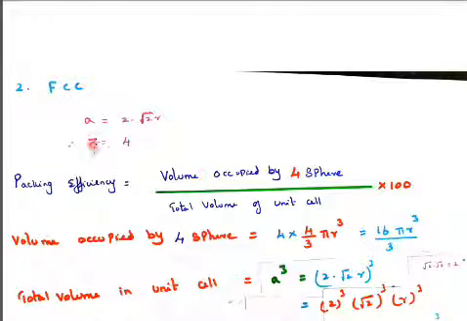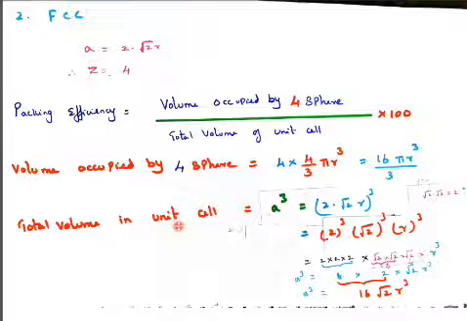Next, FCC: the A value is 2 into root 2 r, and Z, the number of atoms present per unit cell, is 4 for FCC. So the packing efficiency is equal to the volume occupied by 4 spheres into 100 divided by the total volume of the unit cell. The volume occupied by 4 spheres is 4 into 4 by 3 pi r cubed, so 4 into 4 is 16 pi r cubed by 3. Next, the total volume of the unit cell is A cubed. A is 2 into root 2 r, so 2 into root 2 into r, the whole cubed.